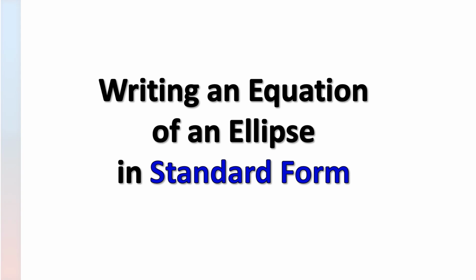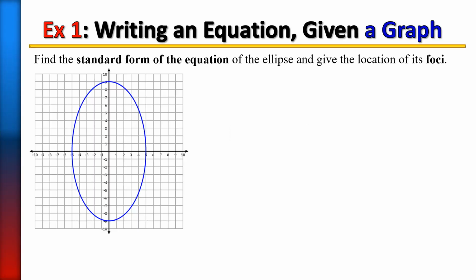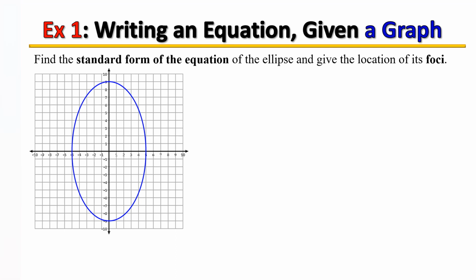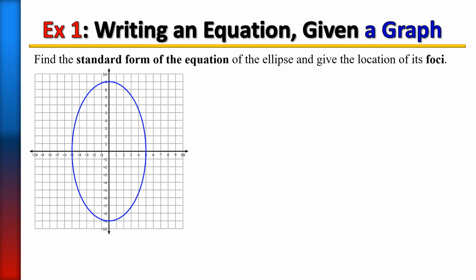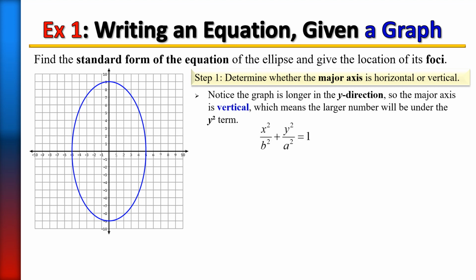Writing the equation of an ellipse in standard form. In this example, we're asked to find the standard form of the equation of the ellipse and give the location of its foci. Looking at the graph itself, you can see that it is elongated vertically, which means that the major axis is vertical, and the value under the y squared will be the larger number. So our equation is going to look like so.